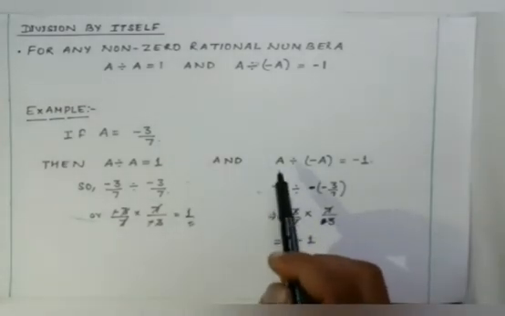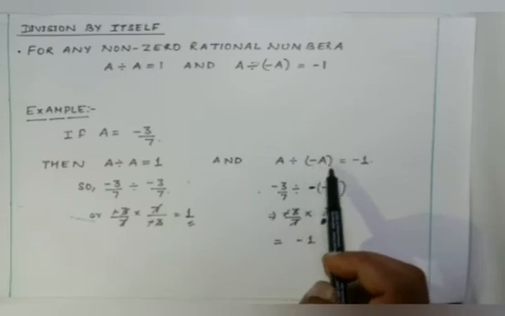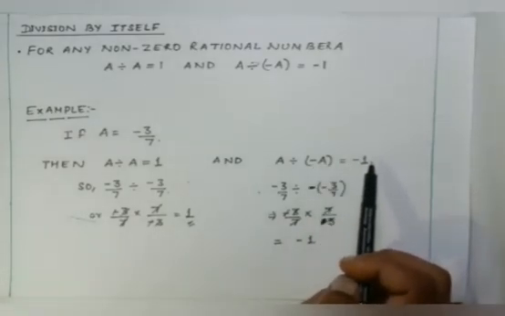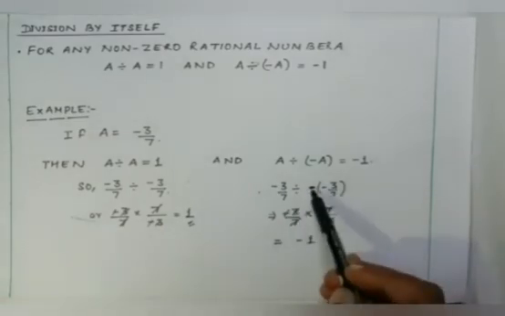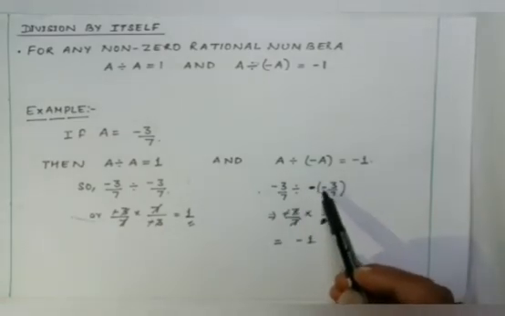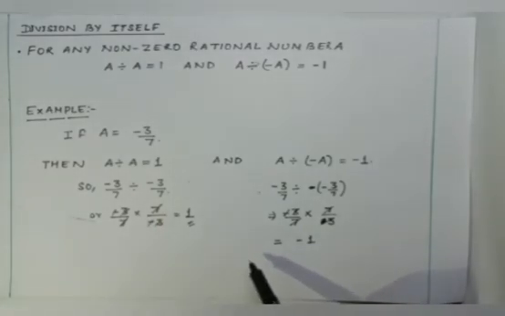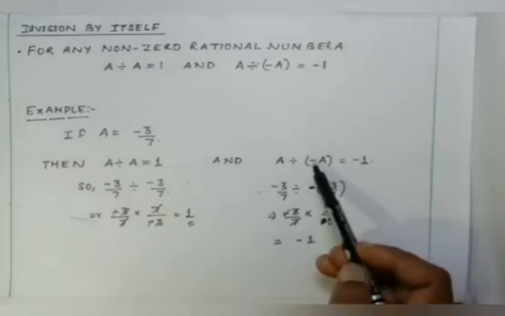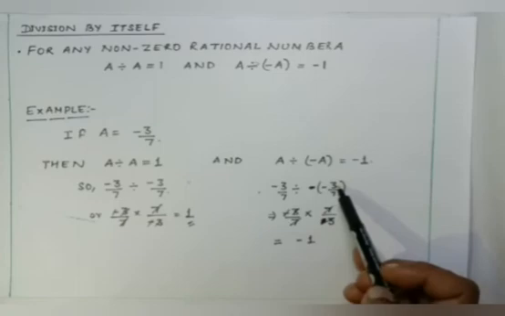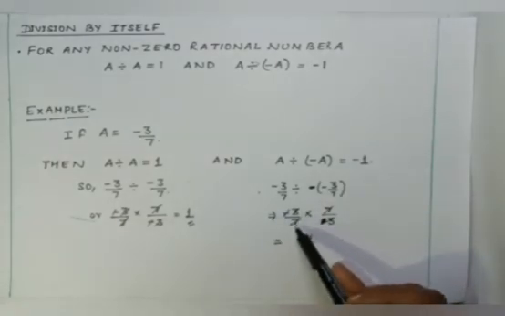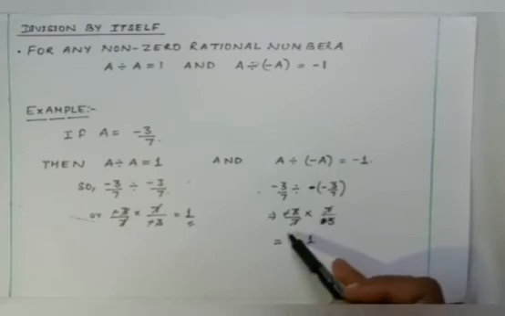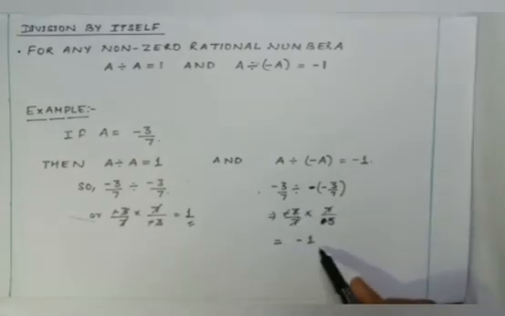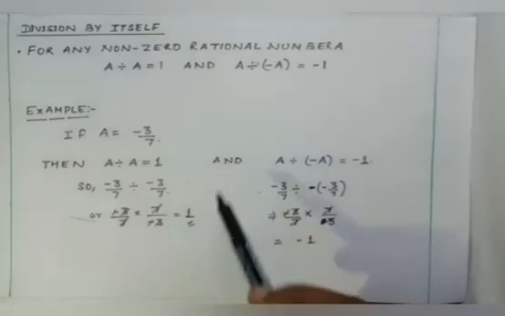Now another property, A divided by minus A is equal to minus 1. What is the value of A? Minus 3 upon 7 divided by minus, with the minus sign outside the bracket, minus 3 upon 7, because already the minus sign is over here and the number is also negative. So minus 3 upon 7 multiplied by 7 upon 3. 7 7 cancel, 3 3 cancel. What is left? Minus 1. I hope it is clear to everyone.